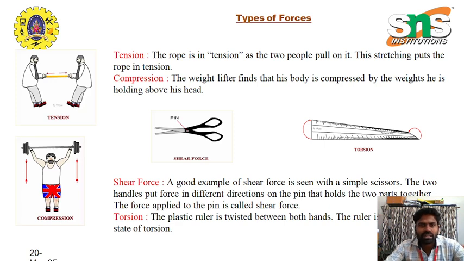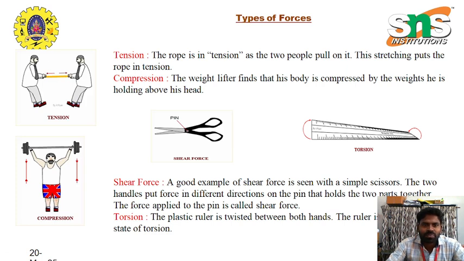And another is tension. Tension means the rope is in tension as the two people pull on it. This stretching puts the rope in tension. This tension also has the unit Newton. It is similar to force, but this tension happens only in a rope, when we tighten the rope by applying force at either end by means of a pull.